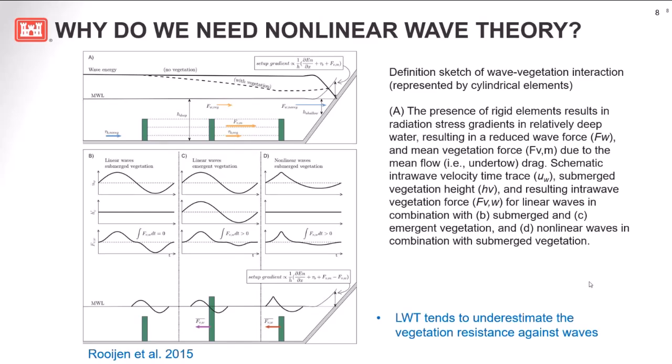So B in the bottom shows this in combination with submerged cases. C in the middle shows emergent cases, and D shows nonlinear waves in combination with submerged vegetation. And we can see that in C and D, there are cases when the phase and depth average drag force due to vegetation is non-zero. So linear wave theory is underestimating the vegetation resistance against waves.